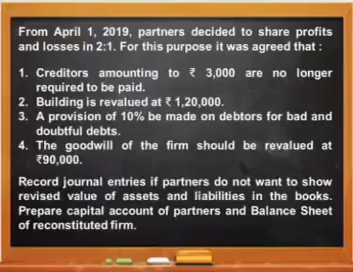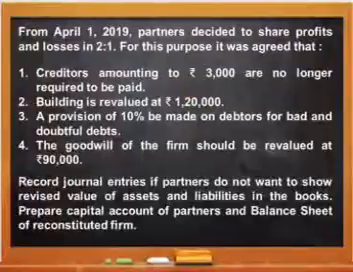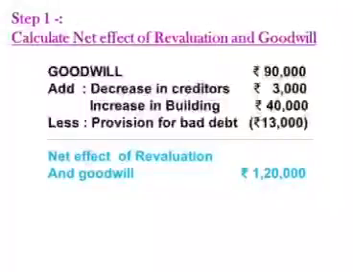Next it is written that creditors amounting to rupees 3,000 are no longer to be paid. So your liability decreases, and it will be added as it is a benefit. That is, all the happy things that we recorded on the credit side of the revaluation account are being added here. So the decrease in creditors is a benefit, hence added rupees 3,000.